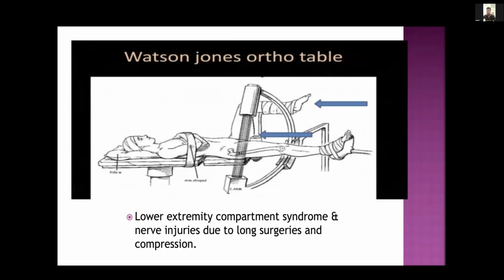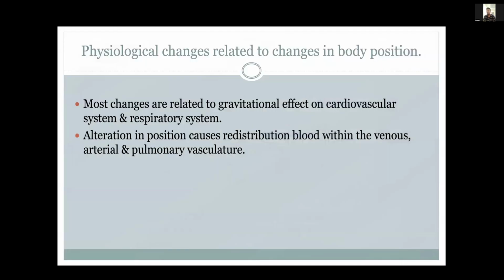The Watson-Jones ortho table is used for femur surgeries in orthopedics. In this position also, lower extremity compartment syndrome and nerve injuries can occur in long surgeries and with compression over pressure areas.